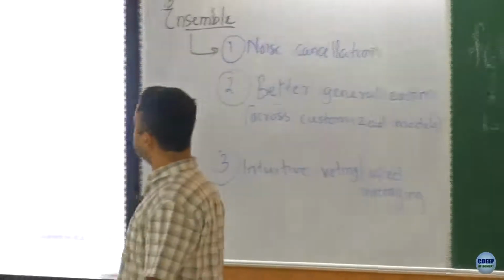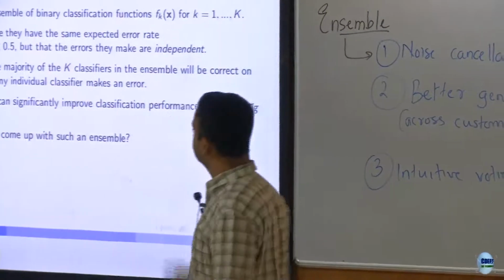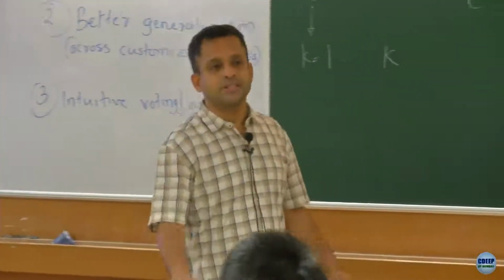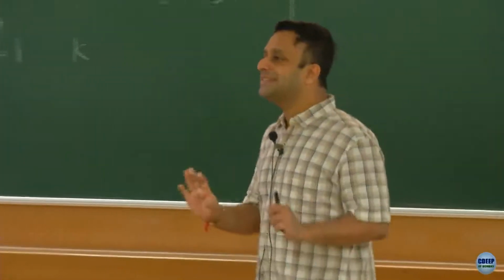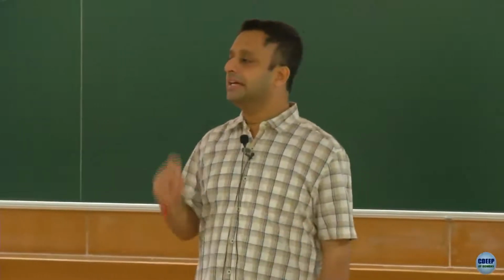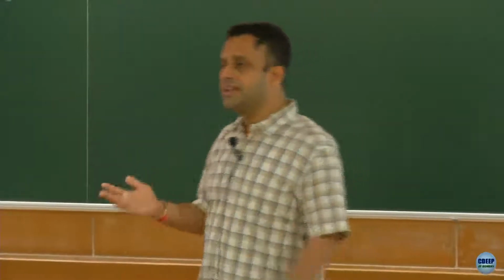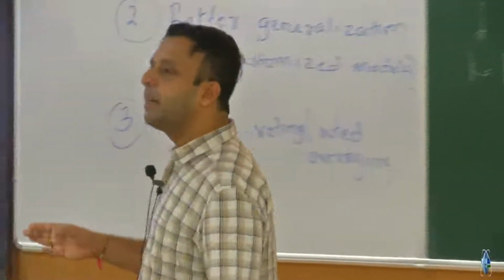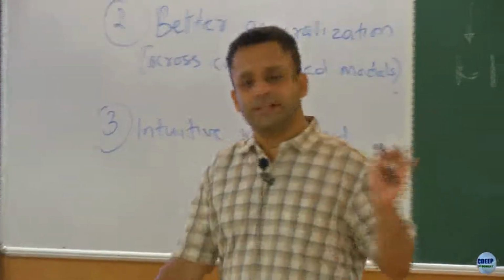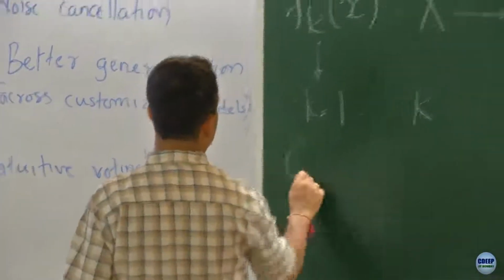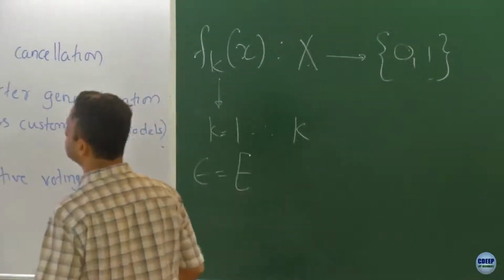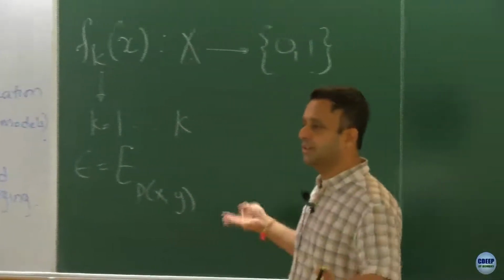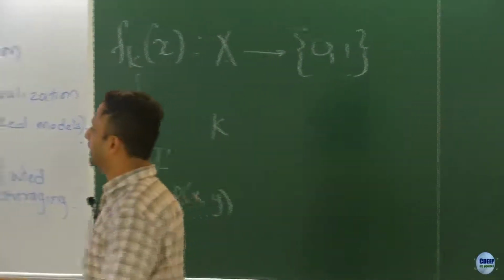And let's say on an average they have the same expected error rate. Okay, so less than 0.5. So error is less than 0.5, which means each classifier is at least slightly better than a random guess. By random guess I can get 0.5 error rate, but we are expecting that the error is less than 0.5, so it's better than a random guess. And we say expectation over the distribution of the data. It's an unknown distribution, but that's the assumption we make.